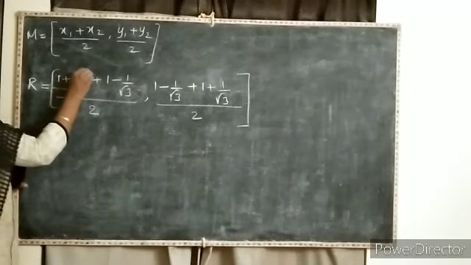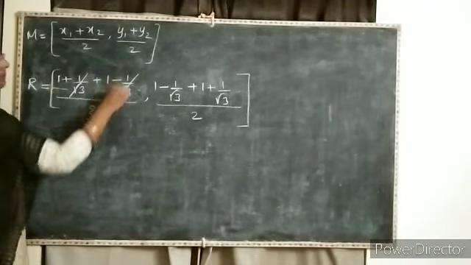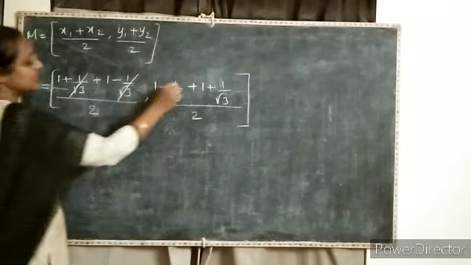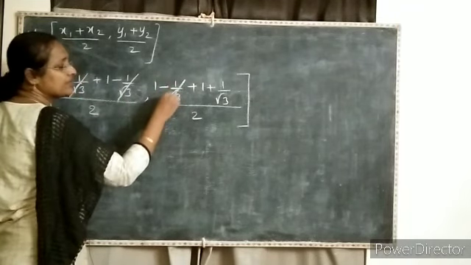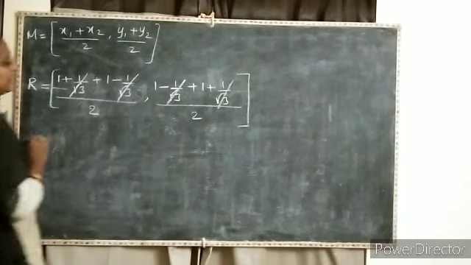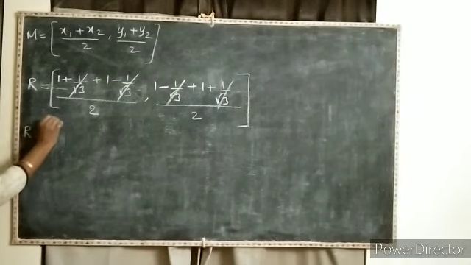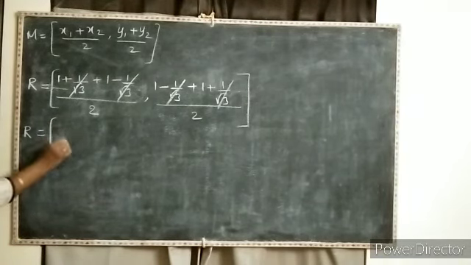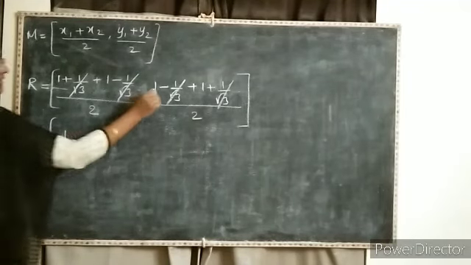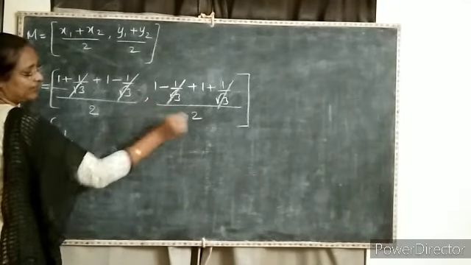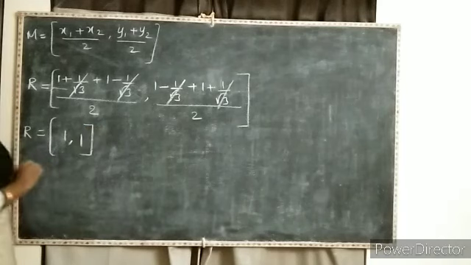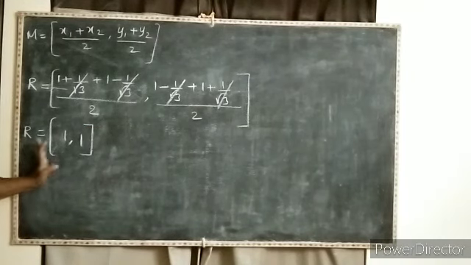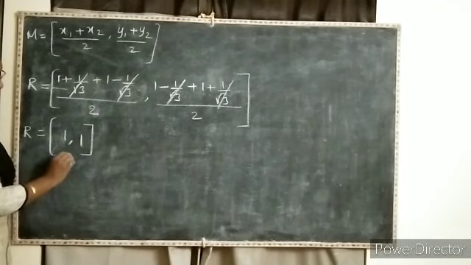Now look at this: 1 by root 3 plus 1 by root 3 and minus 1 by root 3 is getting cancelled. In the same way here, minus 1 by root 3 and plus 1 by root 3 is getting cancelled. So what will be the R value? 1 plus 1 is 2, 2 divided by 2 is 1. Comma, the same way 1 plus 1 is 2, divided by 2 is 1. So the value of R is (1, 1).